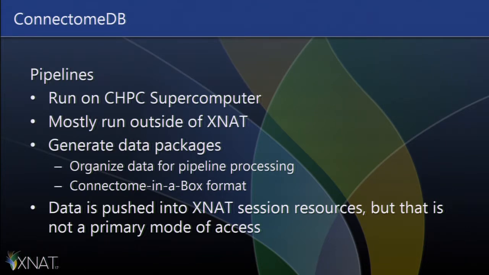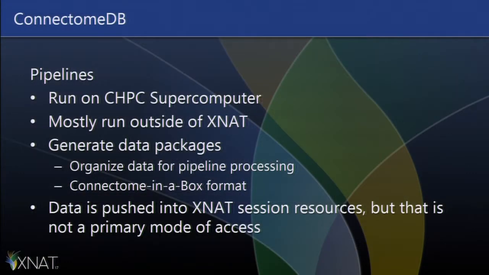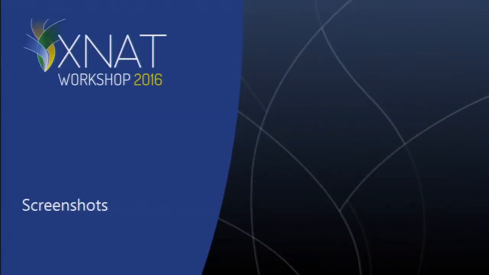I'll speed up. Pipelines run on the supercomputer, and again, they run on the file system, and at the end, they build packages and push data up into XNAT. The organization of the data in the packages and on the Connectome in a box shipments is organized so that pipelines can run on them. Data is pushed into XNAT session resources, but we don't really access it from there.